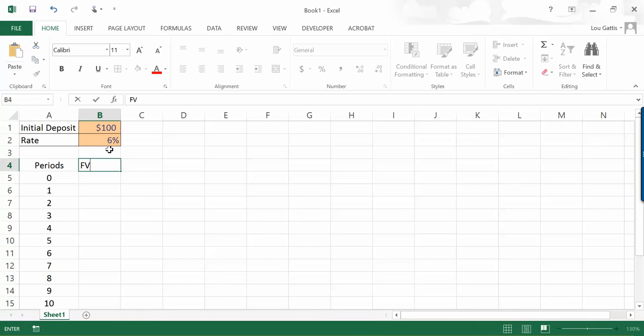And I'll calculate the future value. So I'll put the first $100 right here. So today is $100. If I receive $100 a year from now, I'll take $100. I'm going to anchor that by hitting my F4 key. That'll put dollar signs in front of both the B and the 1. That'll anchor the 1 row and the B column.